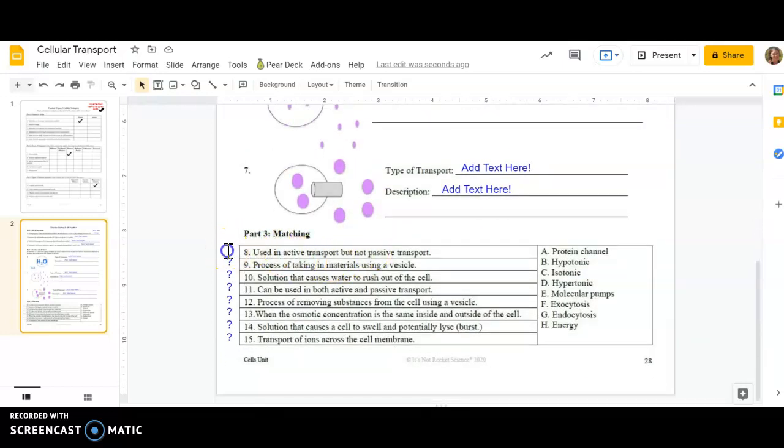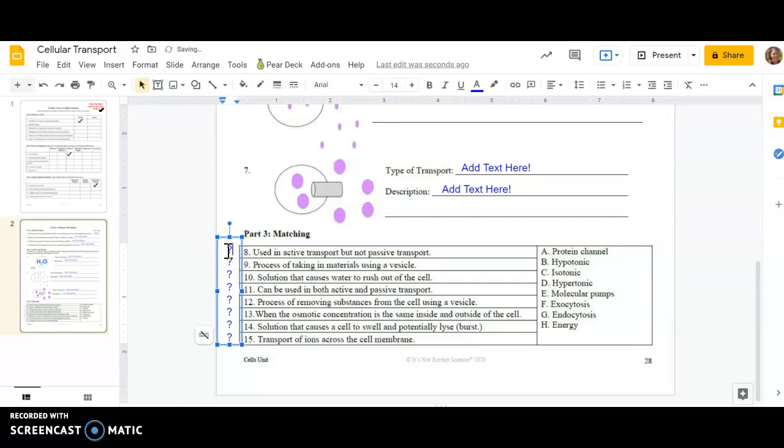All right, for this one, it looks like we're missing our question mark here. So this one, you're going to be matching the terms with the descriptions. And so for number 8, this is used in active transport, but is not in passive transport. So if we think at the most basic level, what's the difference between the two? Well, I said it earlier in the video.